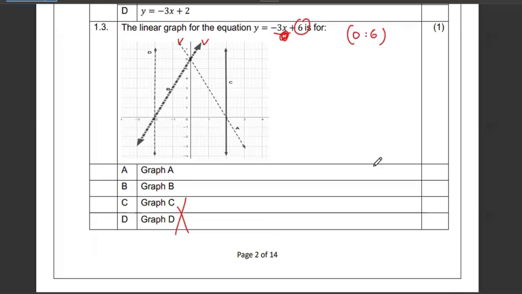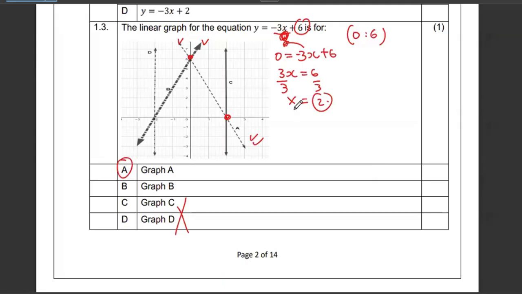Then let's look for the x-intercept where y is 0. So 3x plus 6. Let's move the 3x that side. So 3x is 6. Divide by 3, divide by 3. X needs to be 2. So the graph must be passing through 2, which is this point and that point. So graph A takes it all.